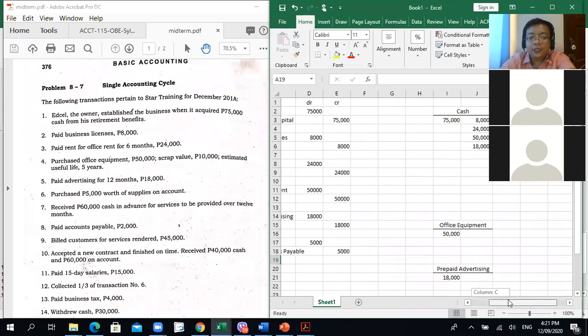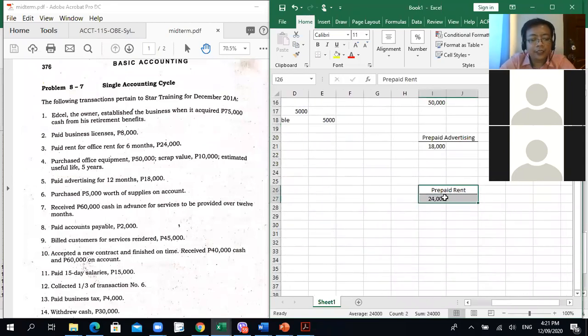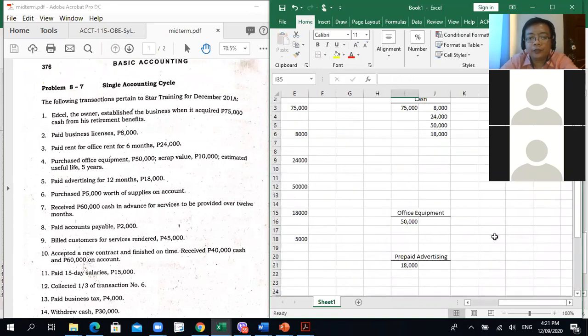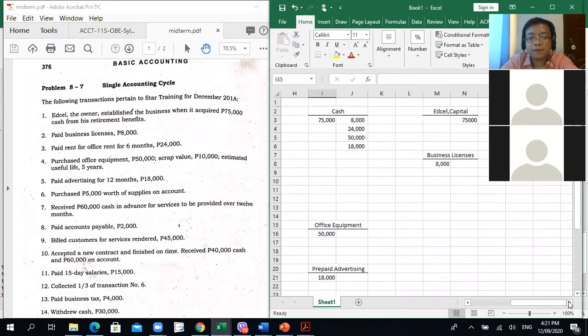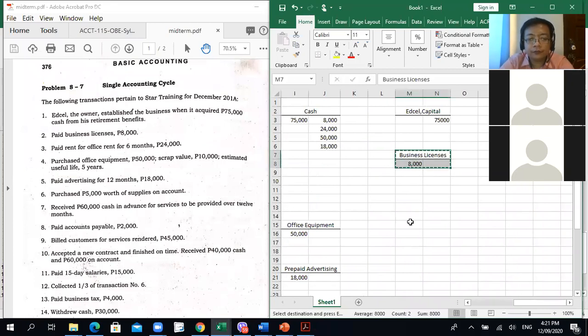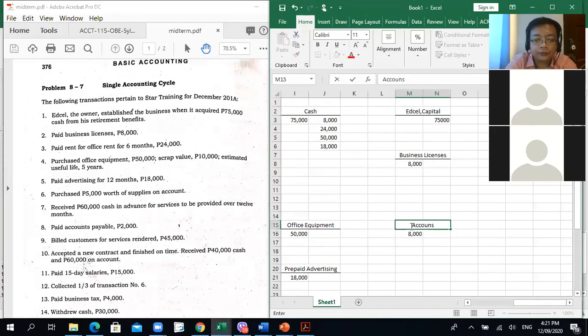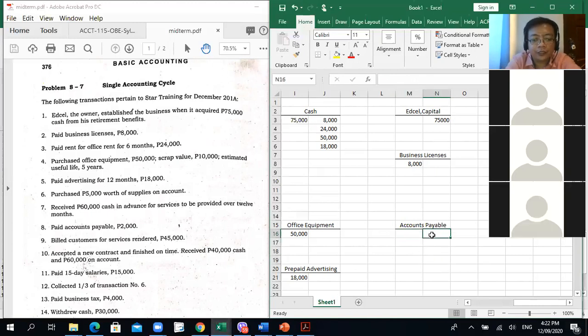Very good. So here, wala pa yung supplies, so we will put here supplies. The supplies here is at 5,000. And you have also accounts payable of 5,000. And the cost of accounts payable, ilan yan? Number 6, no? Which is 5,000. All right.